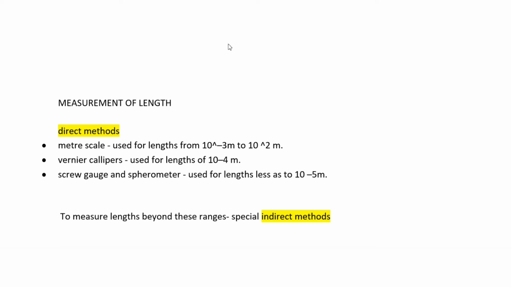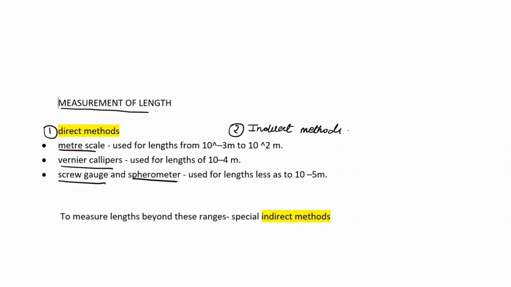And today we will continue with the next part of the chapter, which is measurement and errors. So the first topic here is the measurement of length. We have two methods here, one direct method and the second one is the indirect method. The meter scale, vernier caliper, screw gauge, spherometer, these are all the instruments which are used for measuring lengths, and this comes under the direct method.